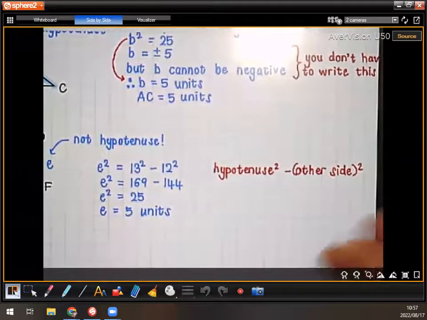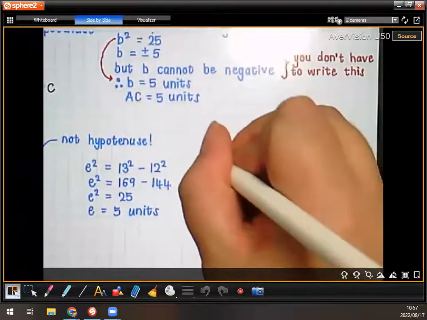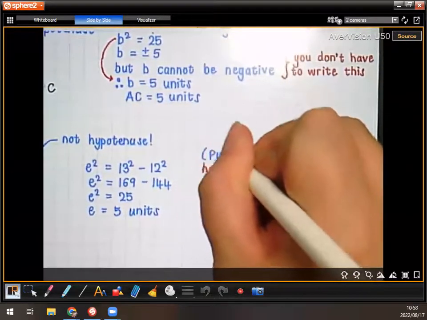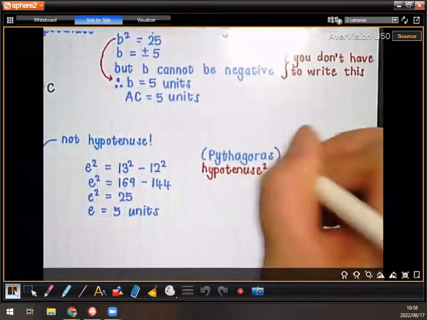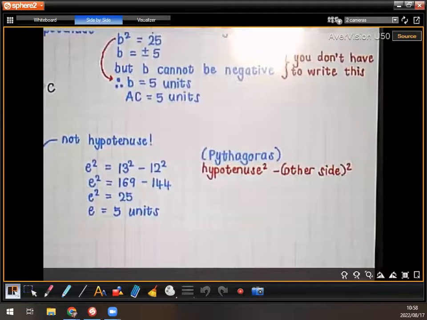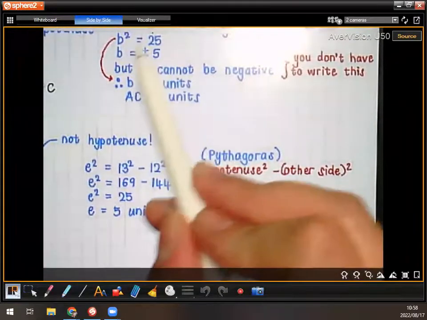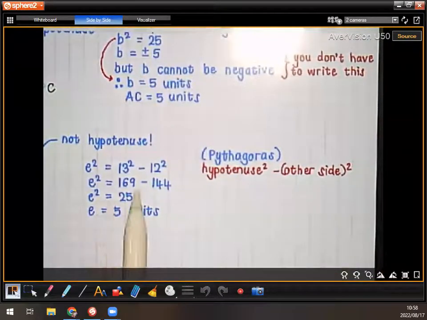Oh, I didn't write my reason. Pythagoras. Sorry, I was so fixated on the stuff in red. Let's add that reasoning. So that's what I'm saying. You don't actually have to write that. We can just go straight from the math to 5.